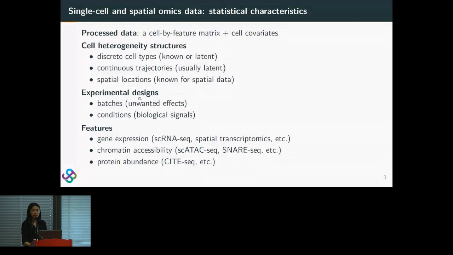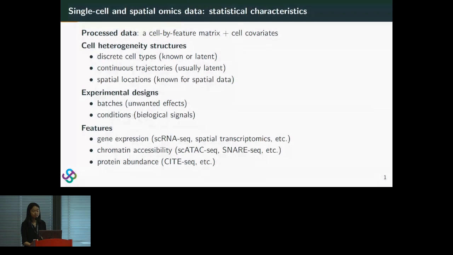The second set of covariates is regarding experimental design. It can include batches, where the effects of batches are unwanted, and conditions, which here are biological signals. So the reason we developed this scDesign, which is version 3 right now, is for two purposes.